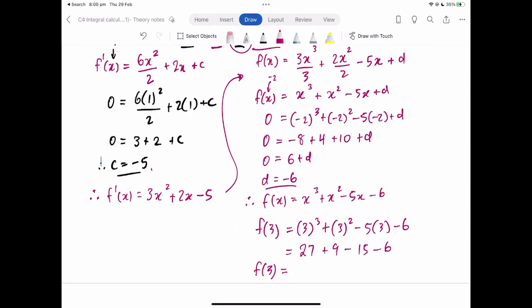Doing some quick maths in my head, 27 plus 9 makes 36. Take the 6 off to get 30, and take 15 off to get 15. I'm hoping that is right, but that is how we find that solution.